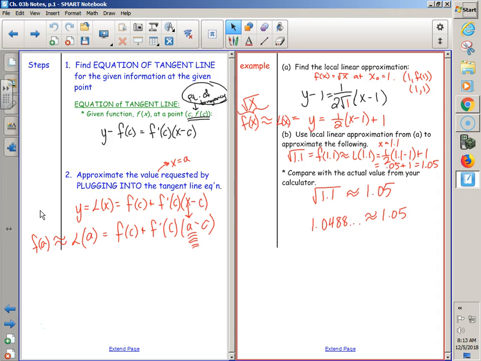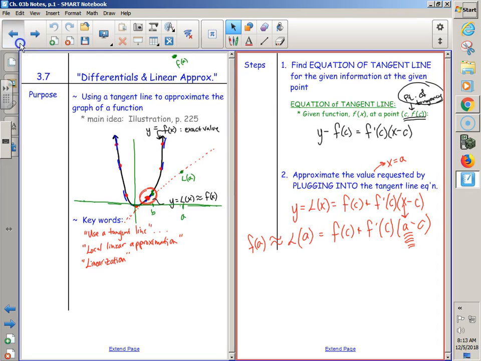What did I use? Tangent line. To do what? To approximate. Approximate what? Well, the thing I didn't quite know at the beginning, but I knew something close. And that's what tangent lines are good for. Tangent lines are good for approximating close to the function, close to the curve.